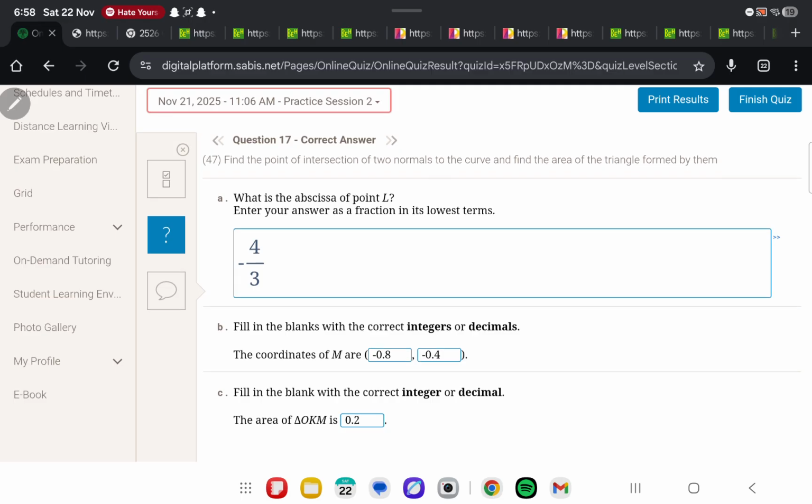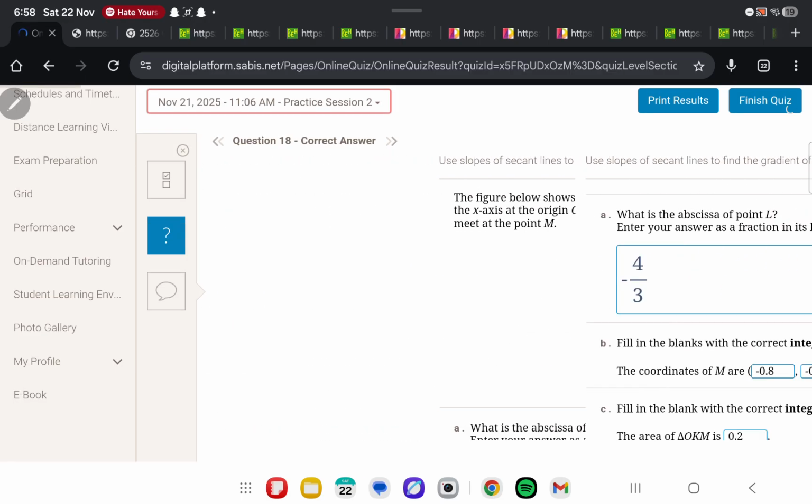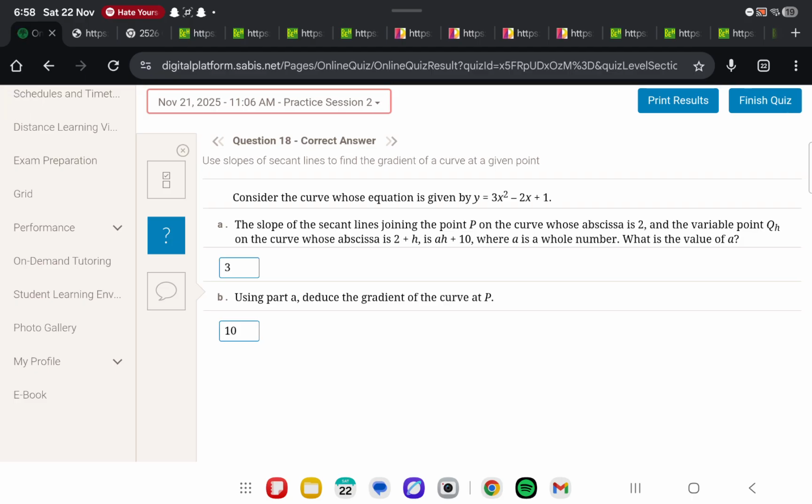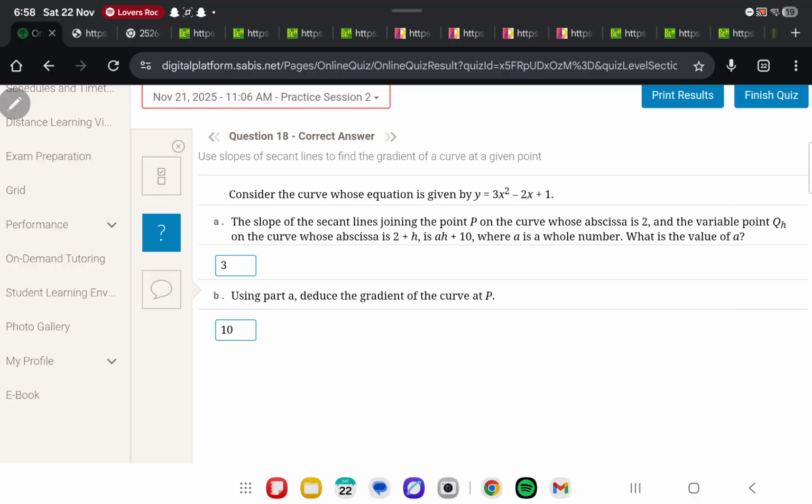Question 18. Can I move on? Thank you. Okay. This is very, very similar to the other question, the one with x plus delta x. It's extra practice, so I will do it. But I don't think it gets asked again, so we're good. P is 2 comma something. We'll find it right now.